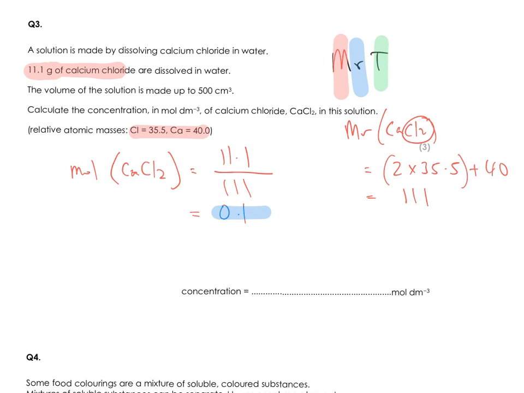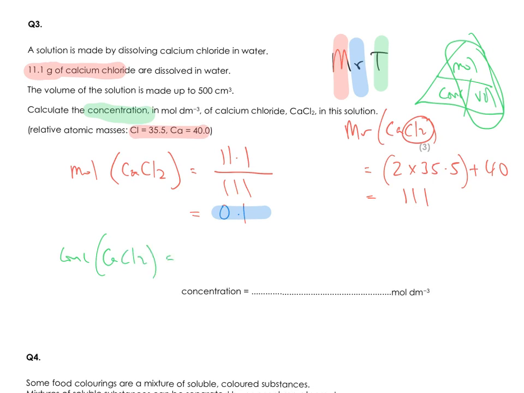So the final thing is using the appropriate triangle. And the triangle this time, because we're trying to work out something different, we're trying to work out the concentration, we've got to use the moles equals concentration times volume formula. And to work out concentration, do moles divided by volume. So the concentration of the CaCl2 will equal the moles, which is 0.1, divided by the volume.